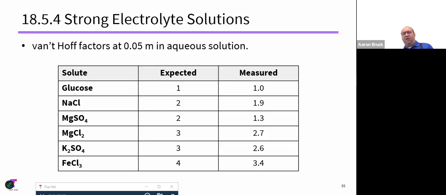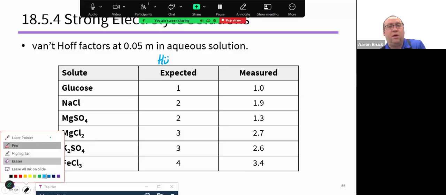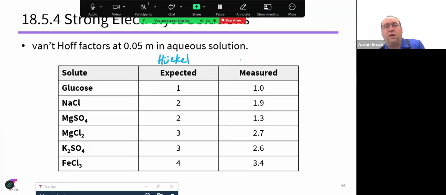So here are some common van 't Hoff factors. Now, these are measured in 0.05 molal solution. Understand that the van 't Hoff factor does change with concentration. So again, rely on either the problem to give you the exact value or default to the expected, the Hückel theory. So this expected would be Hückel, and I spelled that wrong. And then this would be the van 't Hoff value.